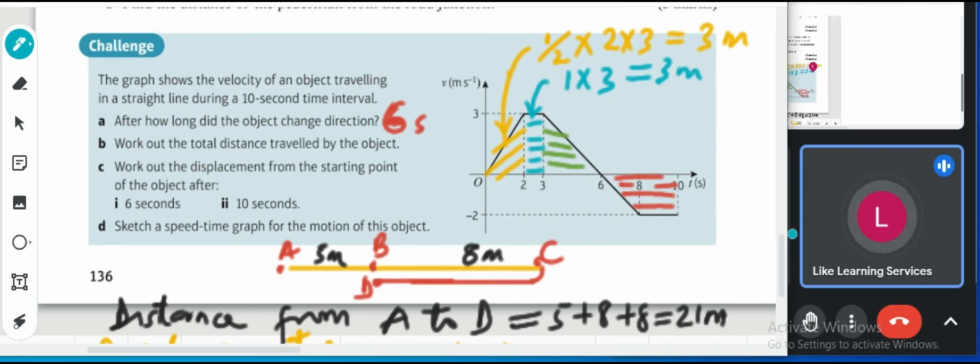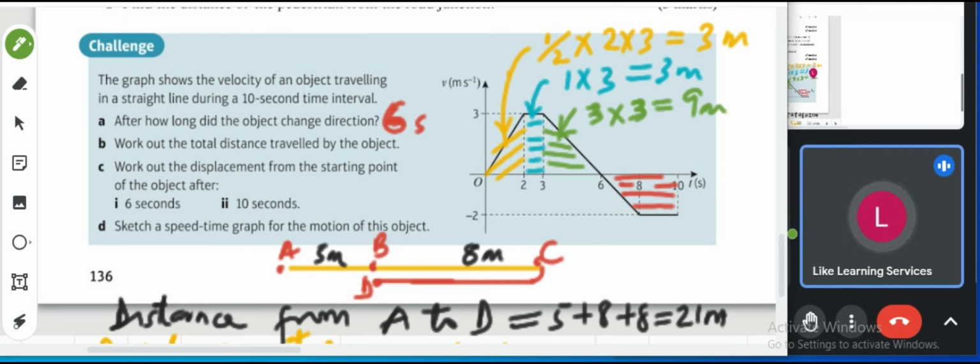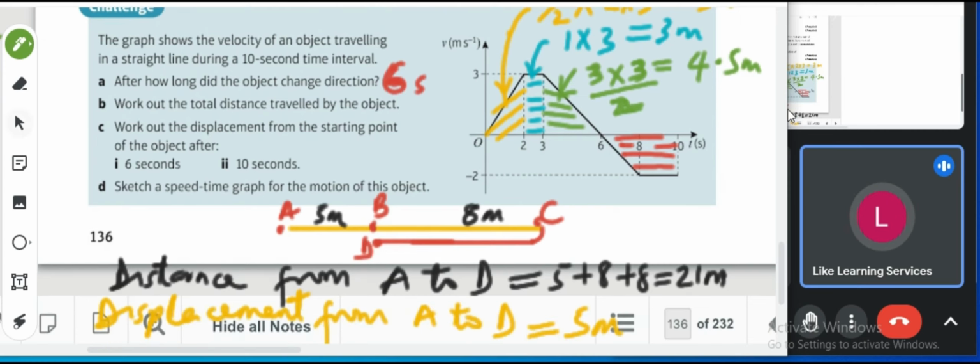The one in green, half base times height, that's 3 times 3, that's 9, right? Oh, half base times height, sorry. That's 9 divided by 2. That's 4.5, right? So thank you for the observation. 4.5 meters.